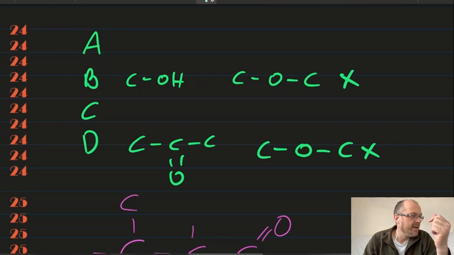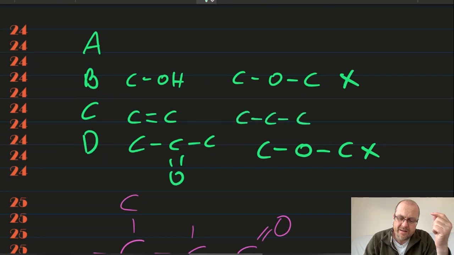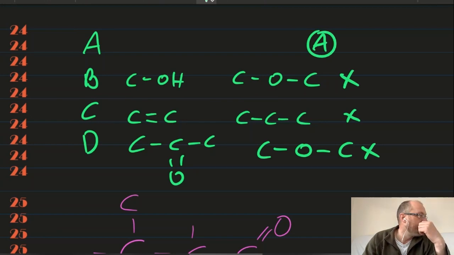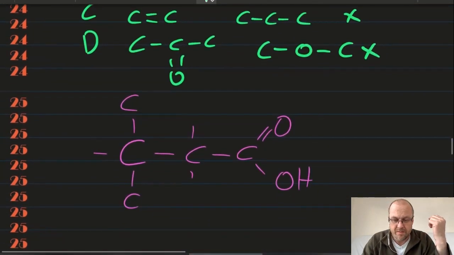C has an alkene, if you draw it out, and an alkane. So that's wrong. So I think by default it has to be A. 24A? Yes. 24A. So what functional group is that then? Is that a triple bond? Oh, it could be. Yeah, triple bond. Alkynes.